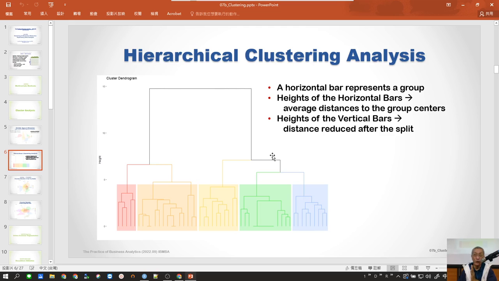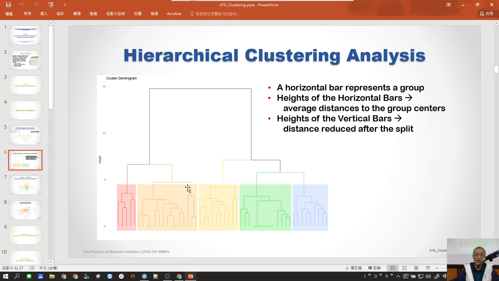If I divide it into two groups, then the average distance to the center of this group is reduced from this height to this height. And the average distance of this group is reduced from this height to this height. And that is what the algorithm does for us. We just give it the data, and the algorithm will keep doing this for us. It will hierarchically divide the entire group into two and repeat this process again and again.